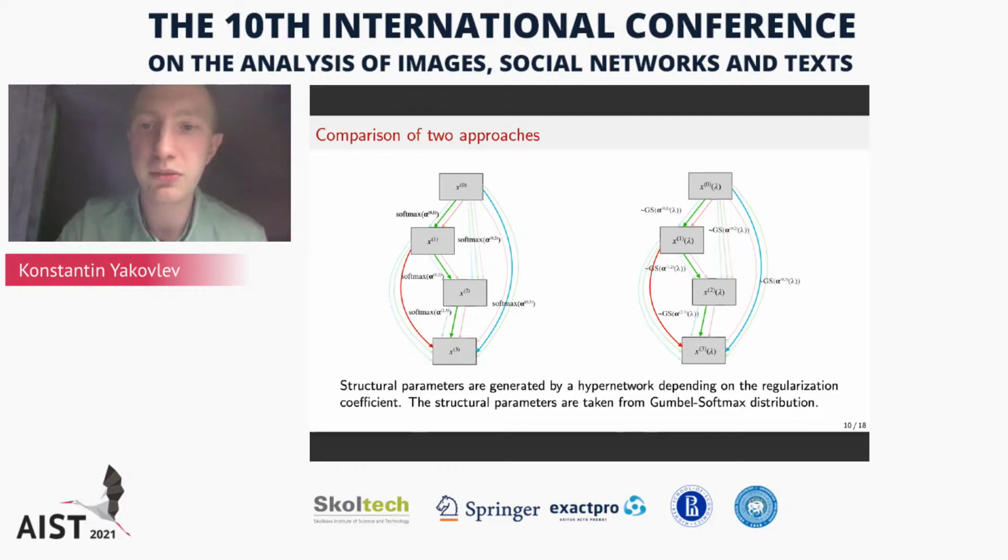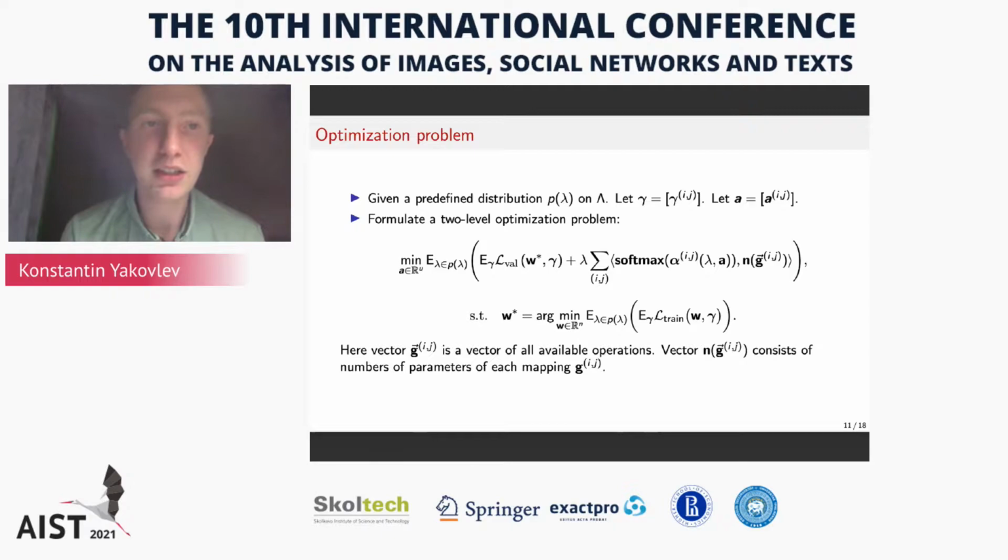Let's formulate an optimization problem. Given a predefined distribution on lambda, let gamma be a concatenation of all structural parameters. Let A be a concatenation of all parameters of hypernetworks. In order to find optimal parameters of a hypernetwork, we solve the following two-level optimization problem. The difference from the previous optimization problem is that we added averaging by lambda and averaging by structural parameters. In addition, on the second level, we added a regularizer.